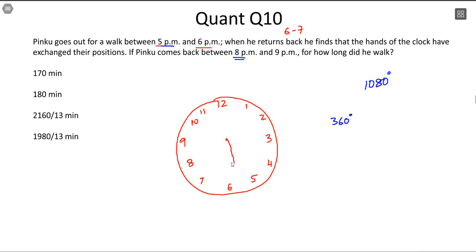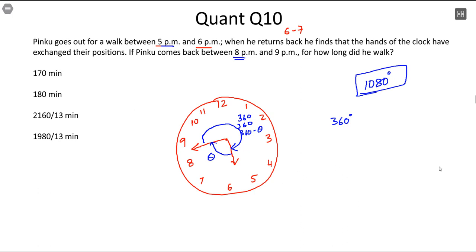Initially the hour hand is here, the minute hand is here. Later on, the hour hand goes up till this point, the minute hand takes one round, takes another round, and on the third time it is here. If the hour hand has moved theta, the minute hand has moved 360, 360 and 360 minus theta. Together they have traveled 1080 degrees. I hope it is clear now.